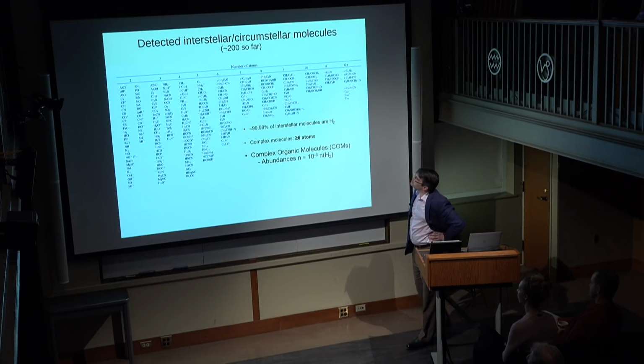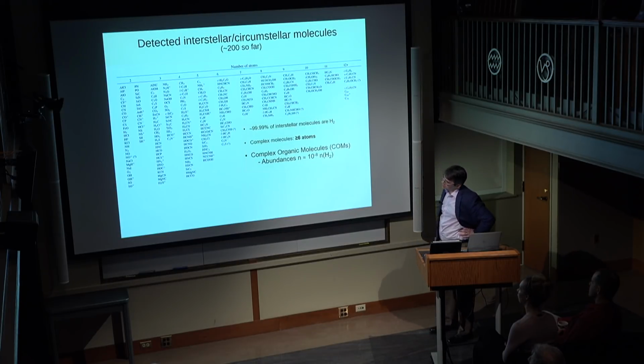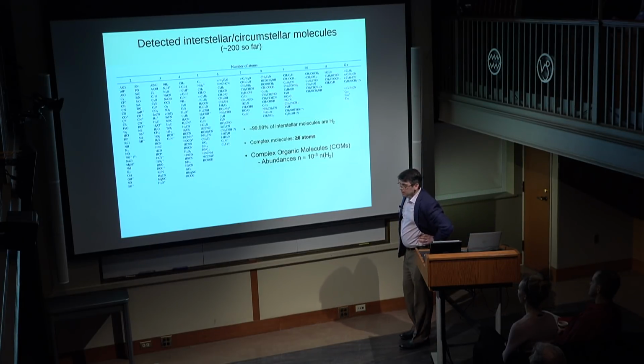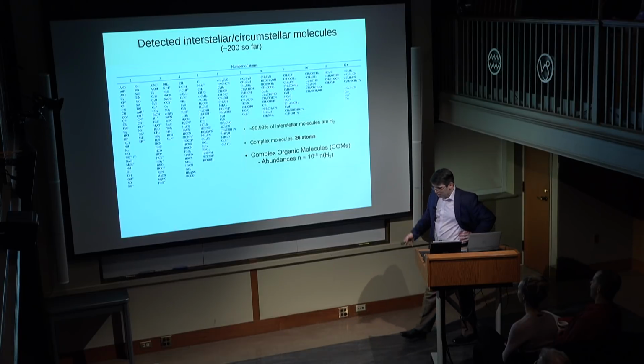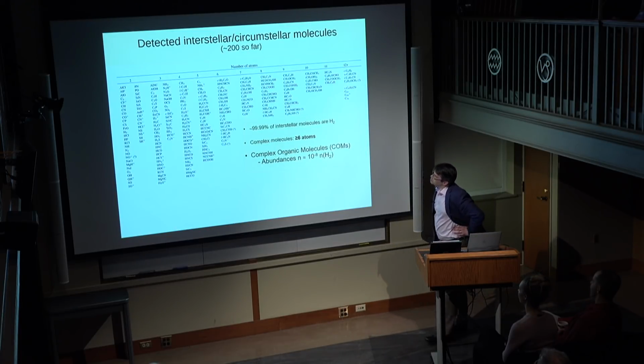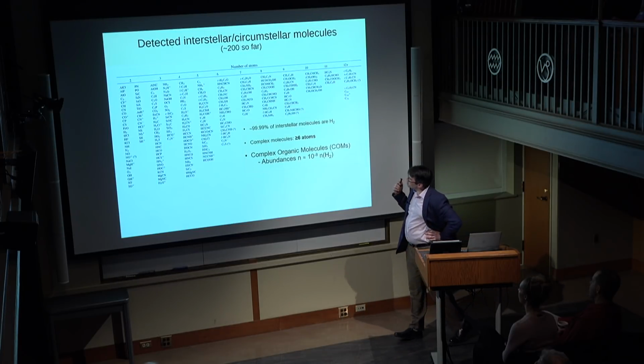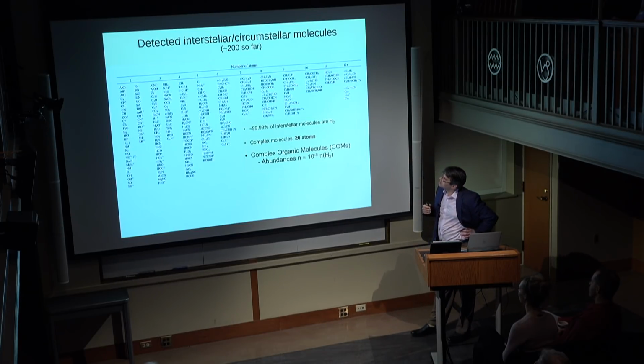There's something like 200 of them so far. They're being detected at a rate of about 3 or 4 per year. And it's been a fairly steady increase since about the 1960s, when these microwave detectors became more generally available. So most of the molecular material, of course, is H2. Only about 1 part in 10,000 is not H2.